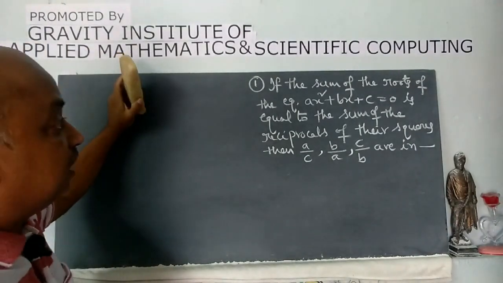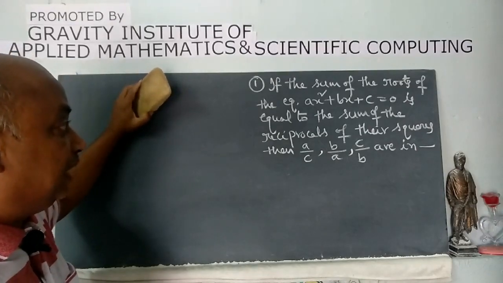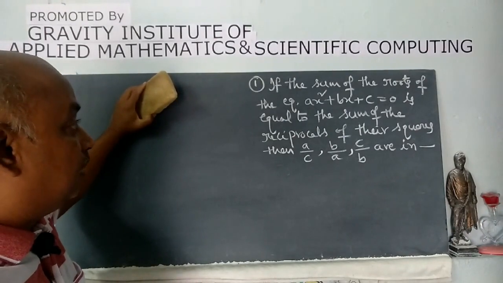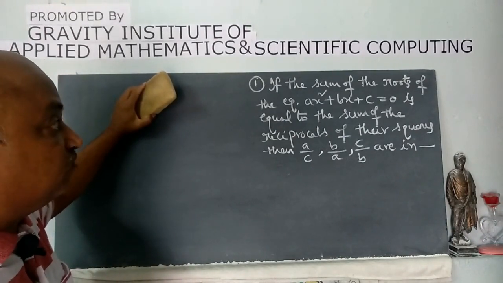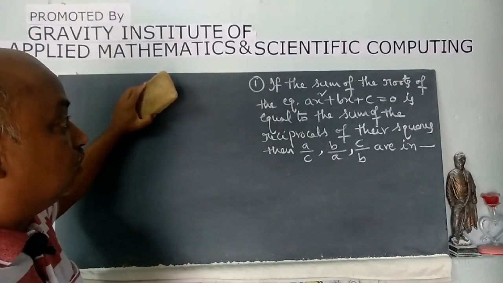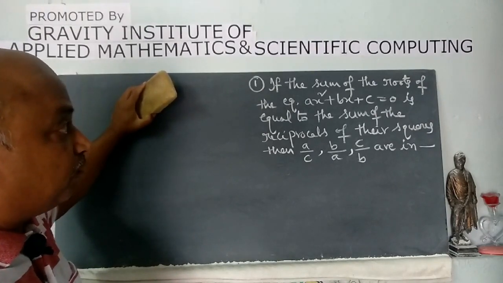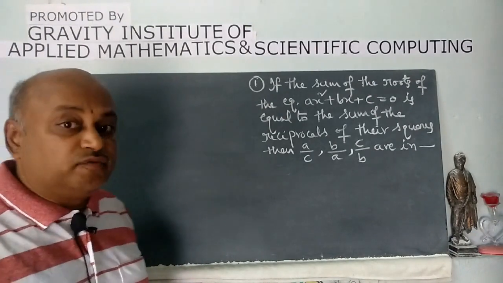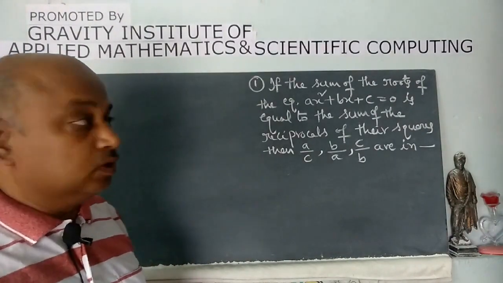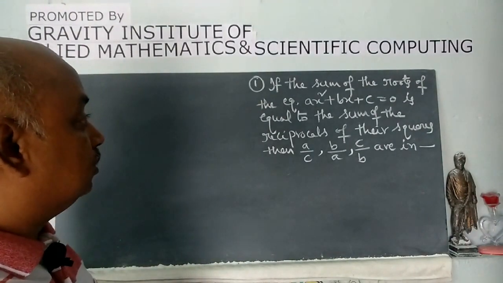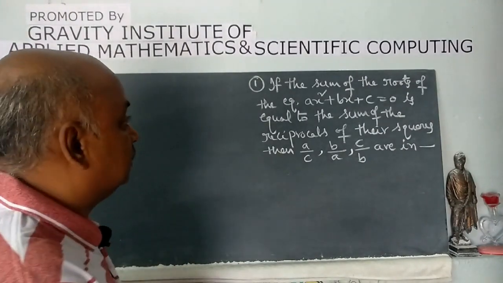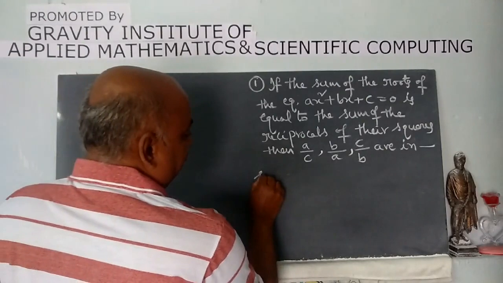Here the given equation is ax square plus bx plus c equal to 0. Let alpha comma beta be the roots of this equation. So sum of the roots alpha plus beta is equal to minus b by a, and product of the roots alpha into beta is equal to c by a. So these are the known facts. So solution.